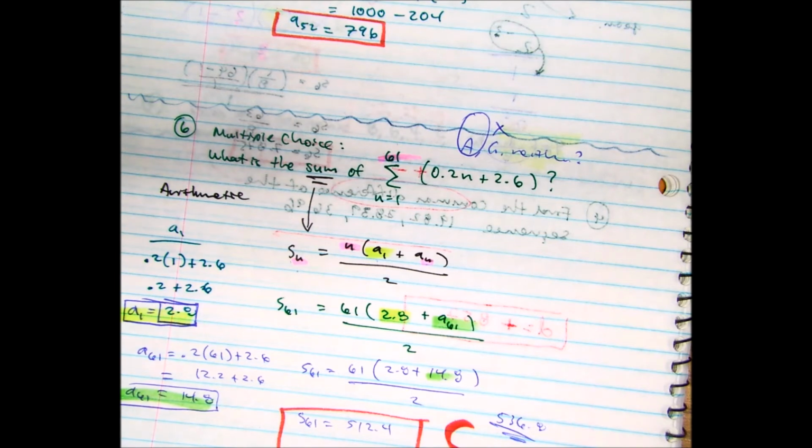I think it's 62. Let's check. 2.8 plus 14.8 gives me 17.6. 17.6 times 62 divided by 2. No. Anyone see my mistake? 2.8 plus 14.8 is 17.6. I added wrong here. I got 72.6, and then I multiplied it by 61 and I got 1,073.6. 17.6, I divided it by 2 and I got 586.8.